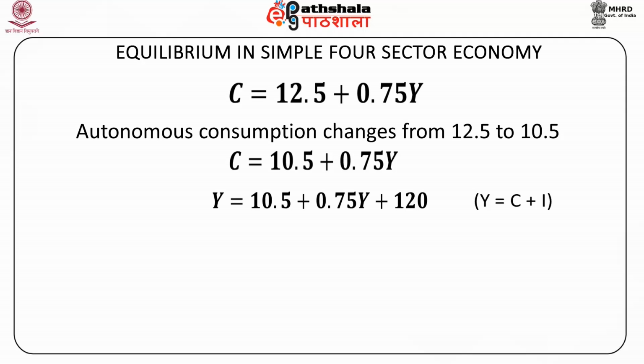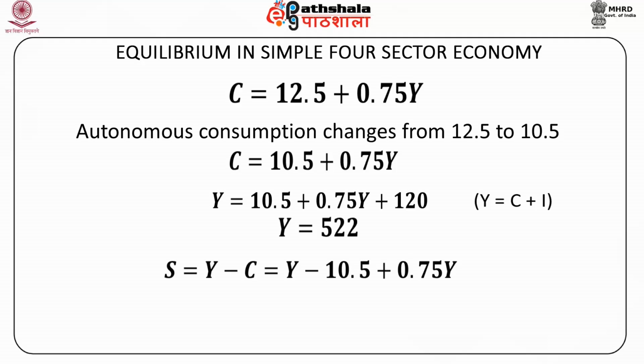At the new equilibrium income of 522, savings is equal to S = Y − C = Y − 10.5 − 0.75Y. Substituting the value of Y as 522, we get S = 120. Thus, S has remained unchanged at 120, which is equal to I in the new equilibrium.